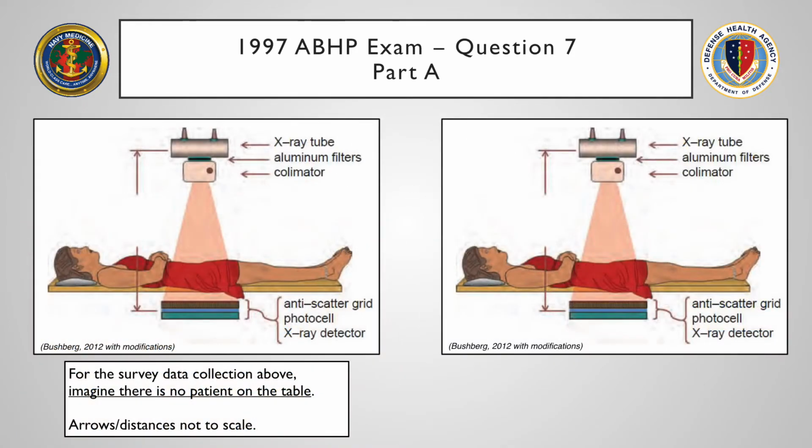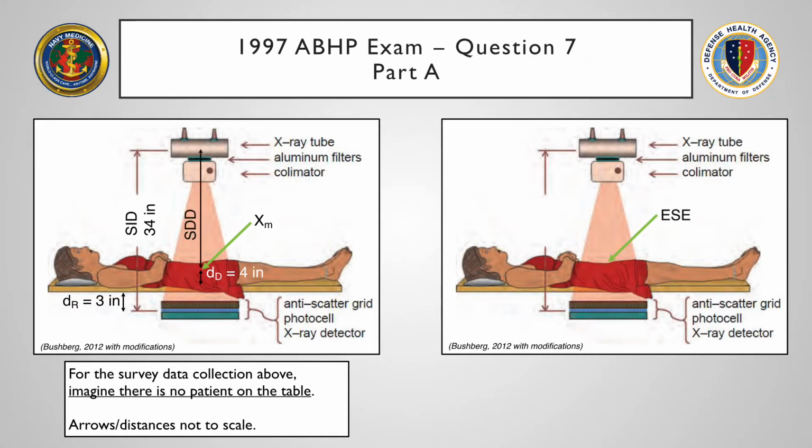Our goal is to take a survey measurement that we took with our radiation detector and transform that using the inverse square law to an entrance skin exposure at the patient's skin. So using our detector parameters, we have a detector stand or height of 4 inches, a receptor distance below the table of 3 inches, and an SID of 34 inches. That can be used to calculate a source to detector distance.